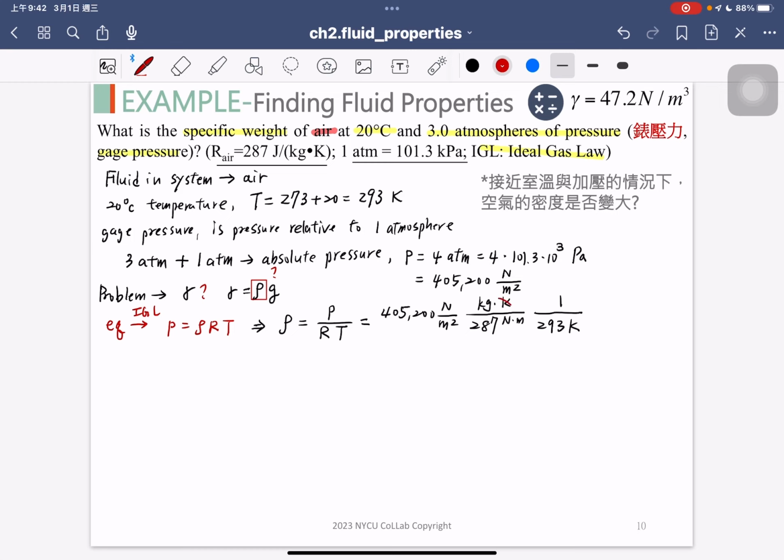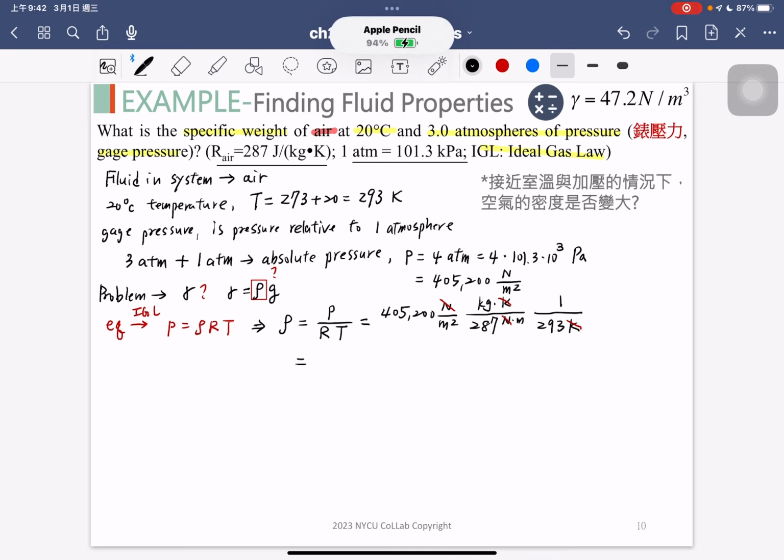We can cancel out the absolute temperature unit. Okay, and we can cancel out the Newton, the force dimensional unit. And what's the final unit you have? You only have the meter square here, and the 1 meter in here, and the kilogram in here. So the unit is equal to the density dimensional, so you know the equation should be correct. Okay, so you can use the calculator to compute the final answer for the density of the air.